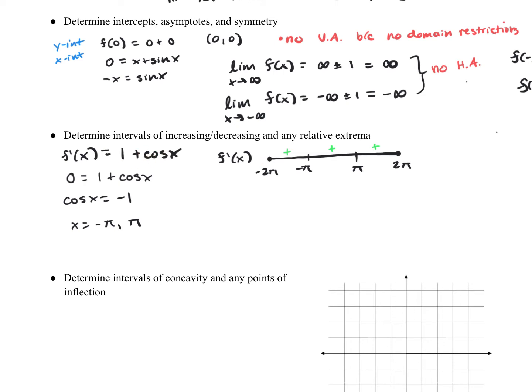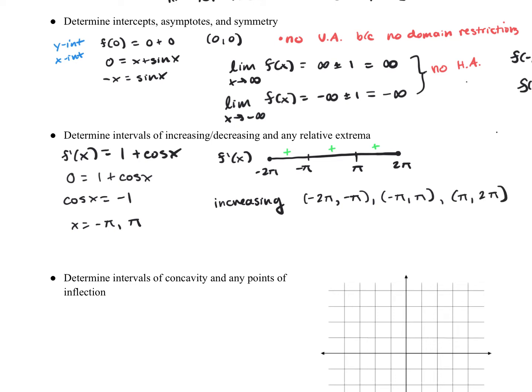So at these points, at negative pi and pi, it touches the x-axis, but then it's always going to turn around. So it's positive in all 3 intervals. All right, so now we're going to say, well, what does this tell us about our graph? This tells us that our graph is increasing between negative 2 pi and negative pi, and then from negative pi to pi, and then from pi to 2 pi.